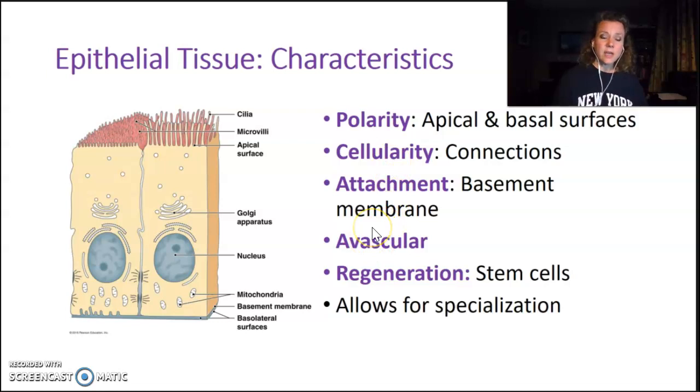And these cells, or these tissues, are avascular, which means that they don't have their own blood vessels. Instead, they get oxygen and nutrients, and they release wastes by way of diffusion. So they're relying on the blood vessels of the tissues that are deep to them to give them supplies and to take away their wastes.